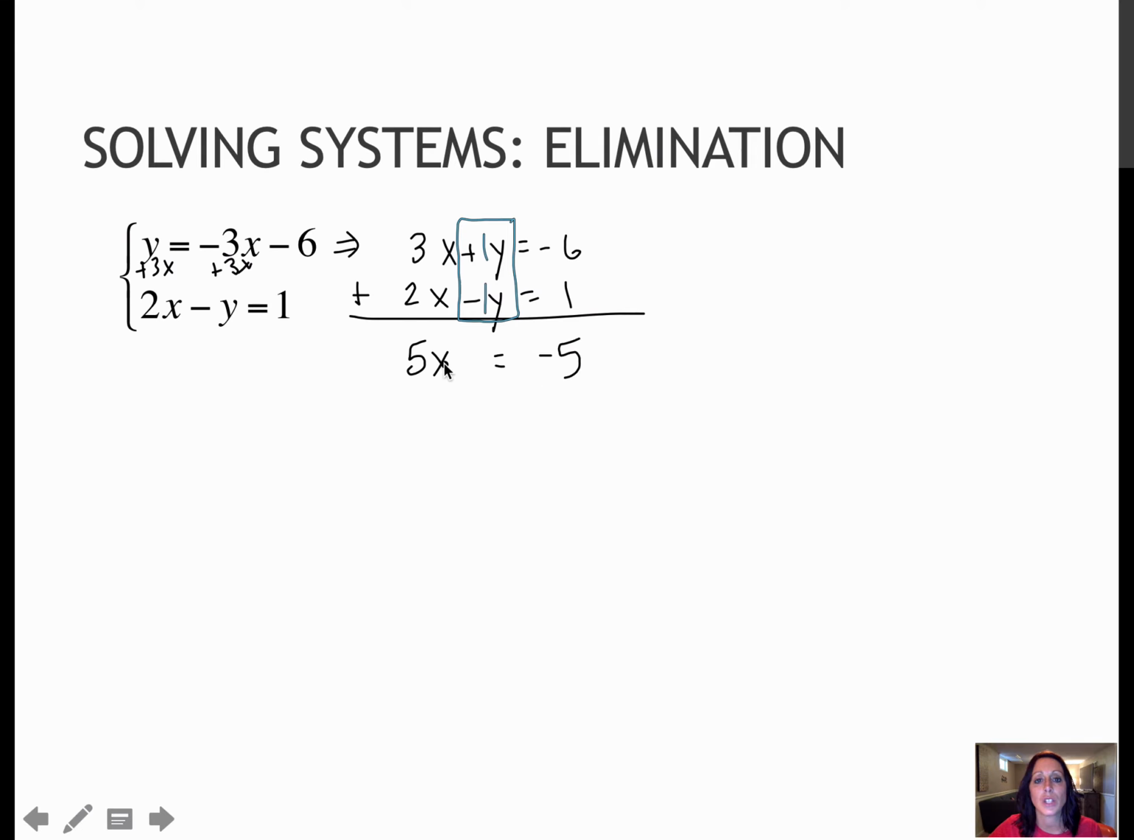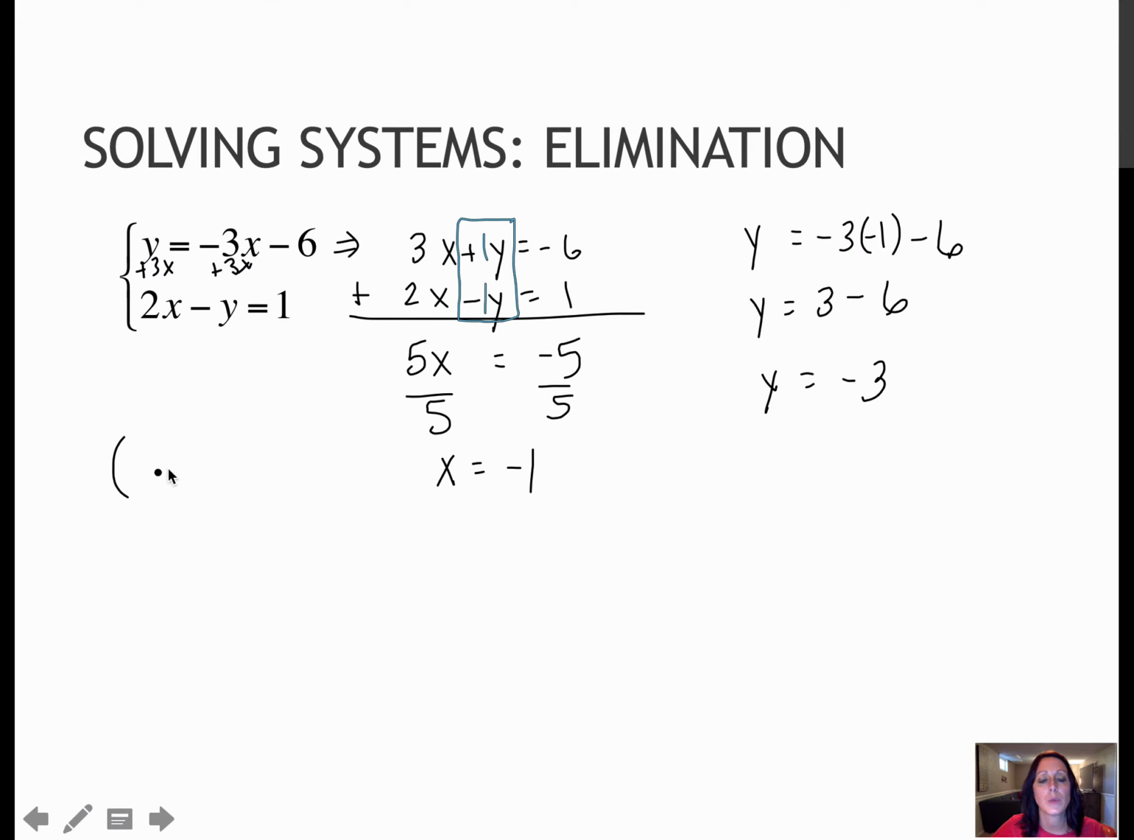So now I have just one variable because my y was eliminated, and then of course it's very easy for me to solve for x, which is negative 1. Just as we did with substitution, I'm going to take the negative 1 and plug it into either equation. I can plug it into this rearranged equation or any of my originals. Again, I'm going to choose y equals negative 3x minus 6. That gives me y equals 3 minus 6, or y equals negative 3. So just as we found in either of our other methods, our solution is still negative 1, negative 3.